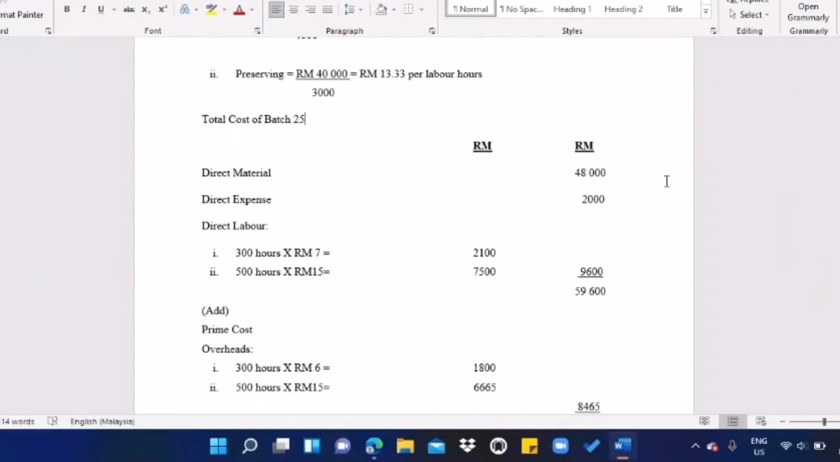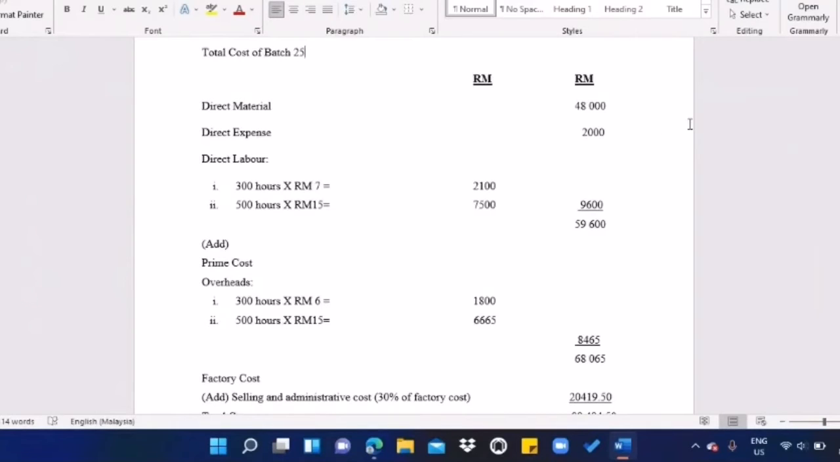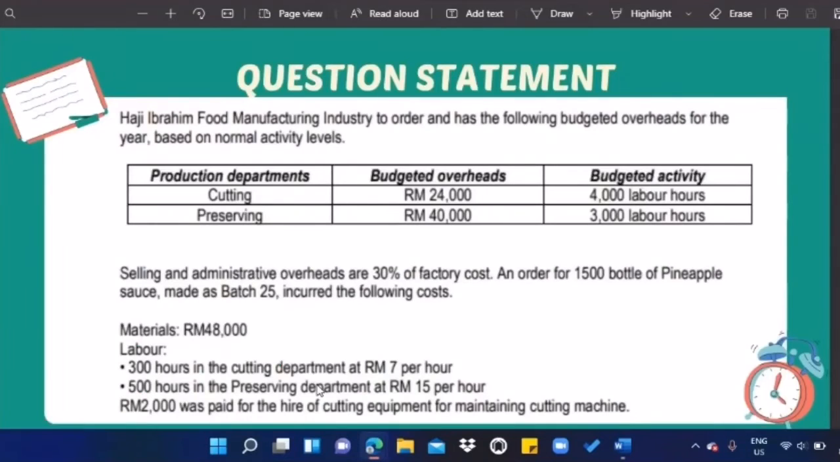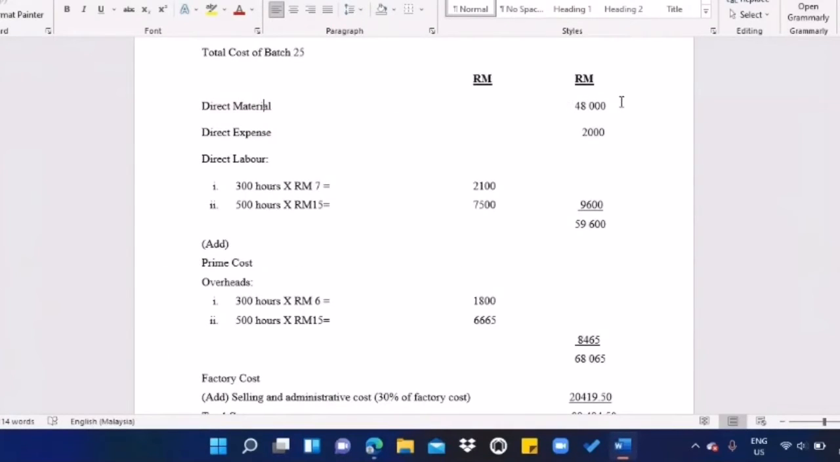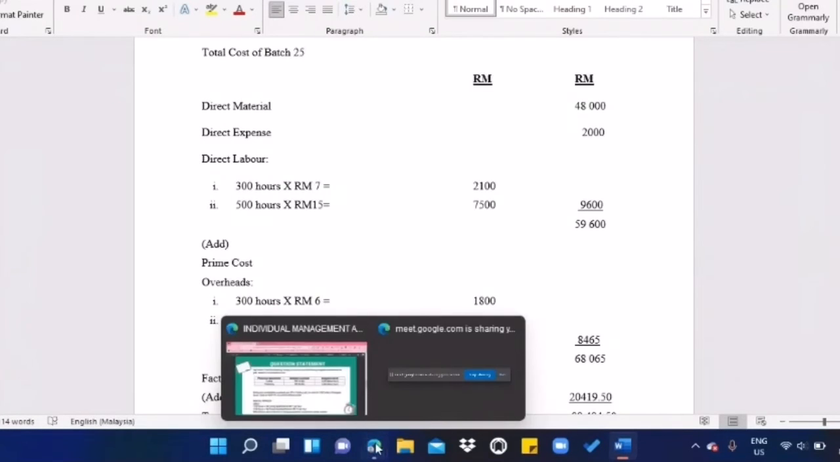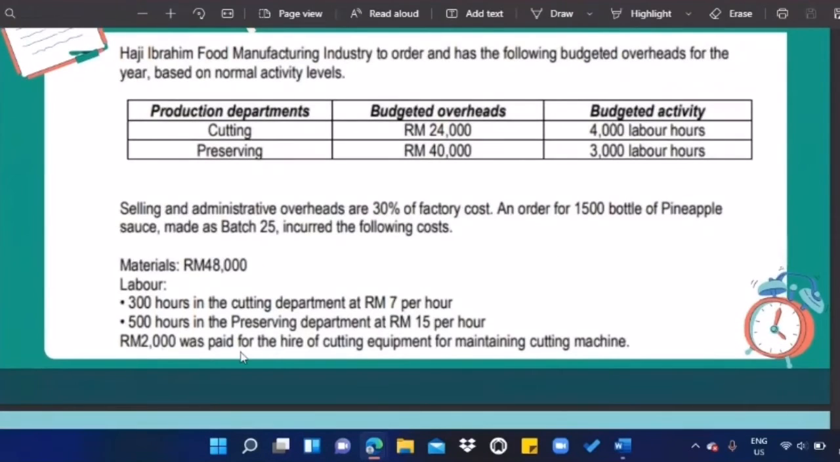Okay, next, we move to the total cost of batch 25. For batch 25, the first thing is we need to identify the direct material, direct expenses, and direct labor. The direct material is already mentioned in the question, where the material requires about 48,000. So the direct material total is 48,000, while the direct expense we get is 2,000. This 2,000 was paid for the hire of cutting equipment for maintenance of the cutting machine. So the direct expenses is 2,000 as mentioned in the question.